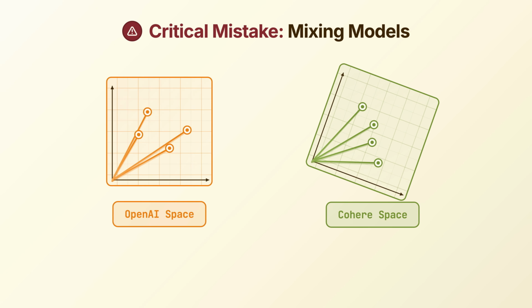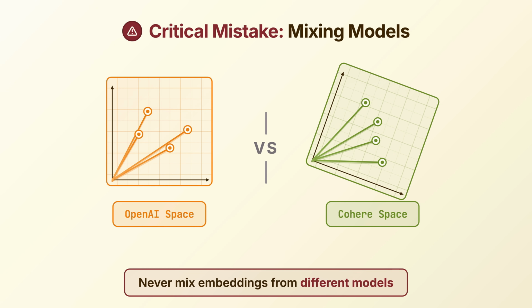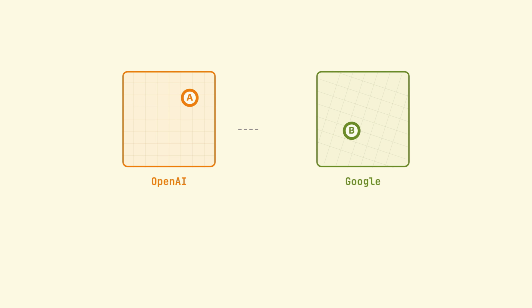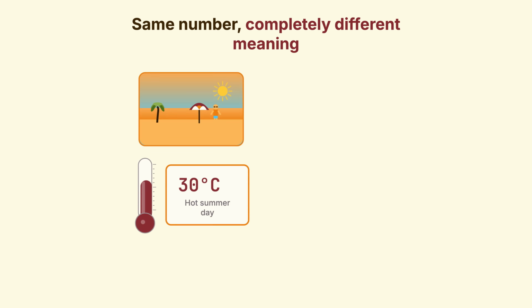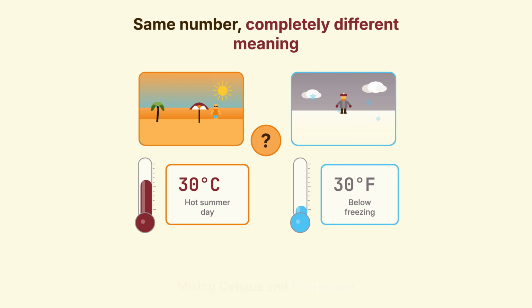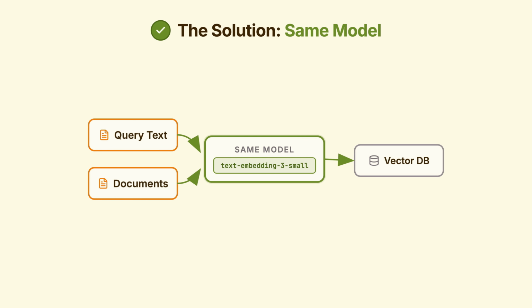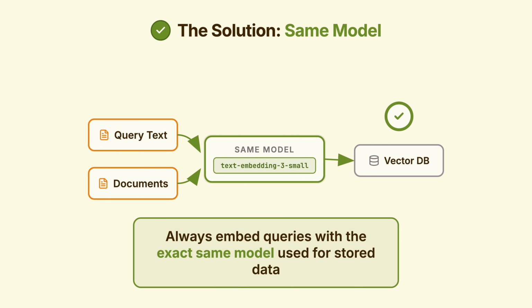One common mistake, never mix embeddings from different models. A vector from OpenAI and a vector from Google exist in completely different mathematical spaces. Comparing them is meaningless. It's like mixing Celsius and Fahrenheit. Same number, completely different meaning. Always embed your queries with the exact same model you used for your stored data.